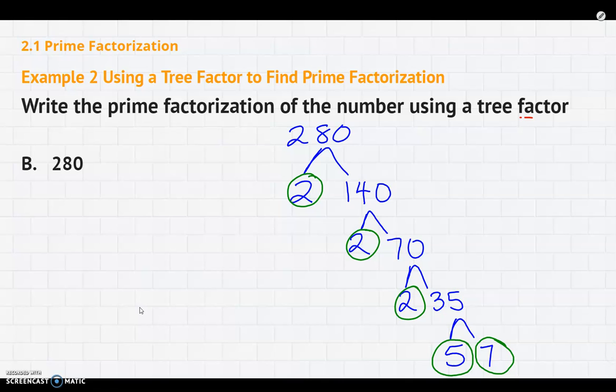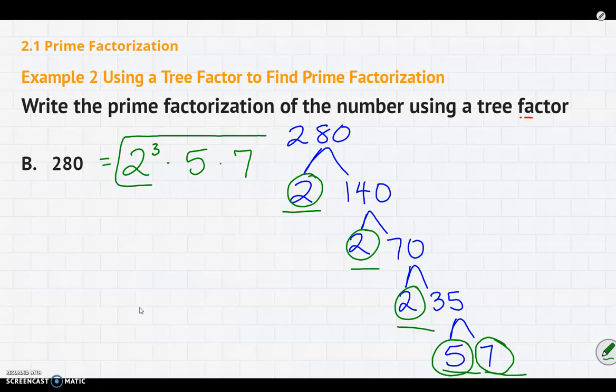So I have gone as far as I can go as far as breaking down these numbers. So I'm going to write my answer as a product of these numbers. Now I have 1, 2, 3 of these 2's. So that's 2 to the third power times I only have 1 5 times I only have 1 7. So there is your answer, your prime factorization of 280. 2 to the third times 5 times 7.